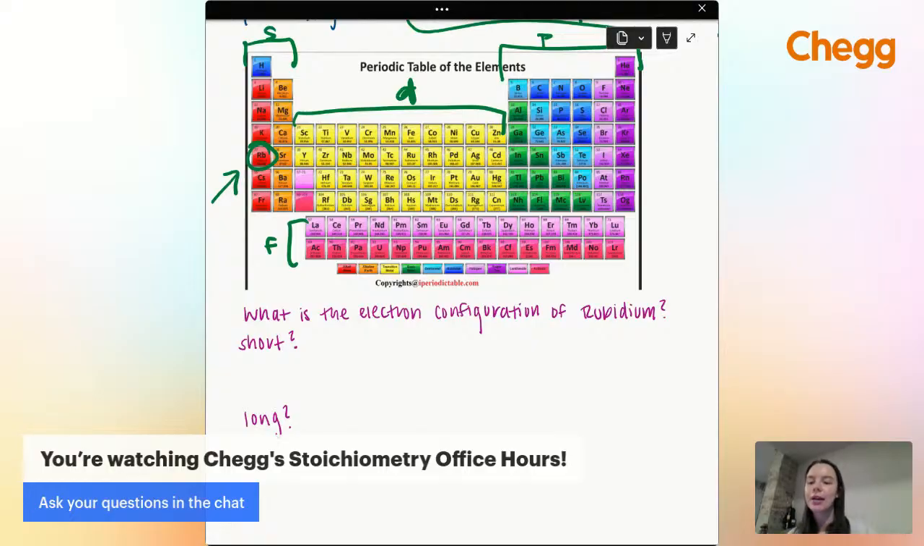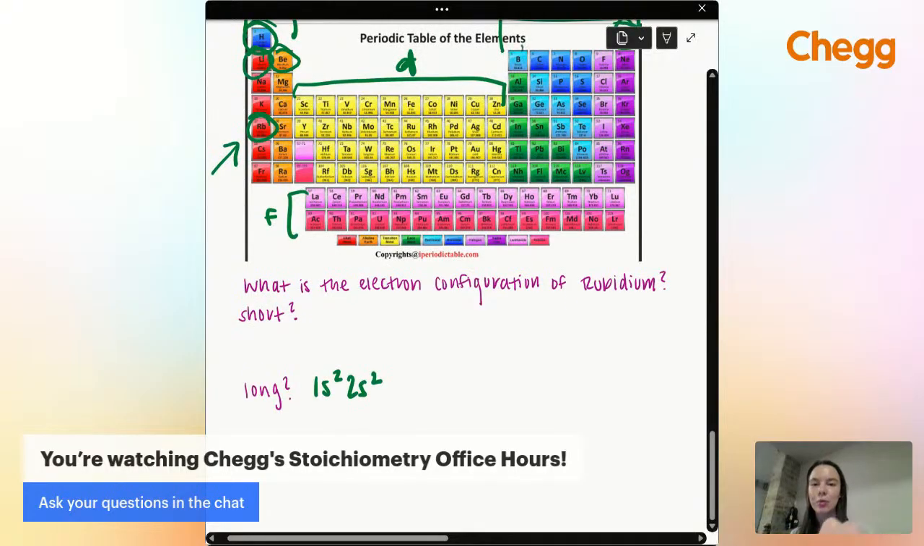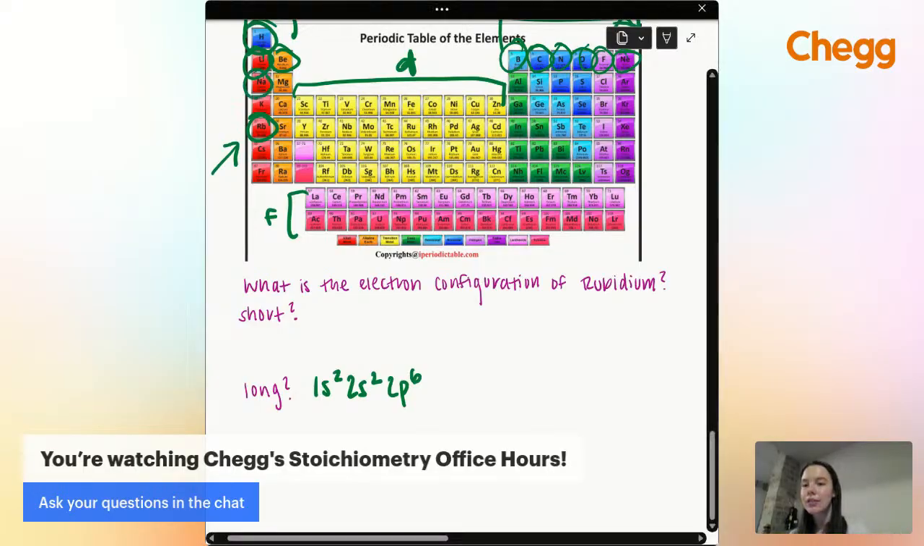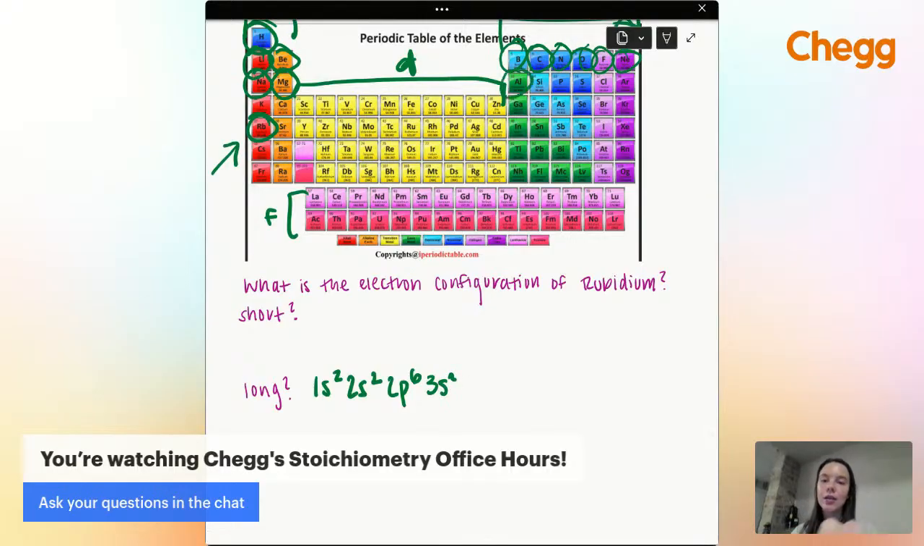All right, so this is where I would start. I have hydrogen and helium, 1s2, because both are present. Lithium and beryllium, 2s2, both are present. Boron, carbon, nitrogen, oxygen, fluorine, and neon, 2p6. All 6 atoms and electrons are present. Sodium and magnesium, 3s2. Aluminum, silicon, phosphorus, sulfur, chlorine, argon is 3p6. Potassium and calcium is 4s2.